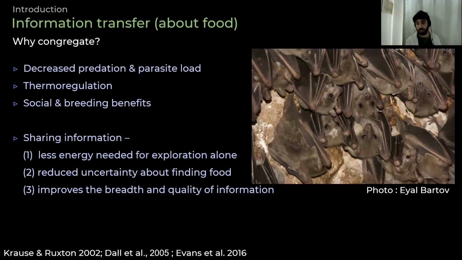But in the context of this work, we're interested in sharing information. So of course, living together and sharing information saves the energy that you would need to go and explore resources alone. It reduces uncertainty about finding food, because if you didn't find anything, maybe your friend did, or your colony member. And it improves in general the breadth of information that you have about your home range and the quality of information, because you're not sampling it alone. Other individuals that have the same motivations as you sampled it too.